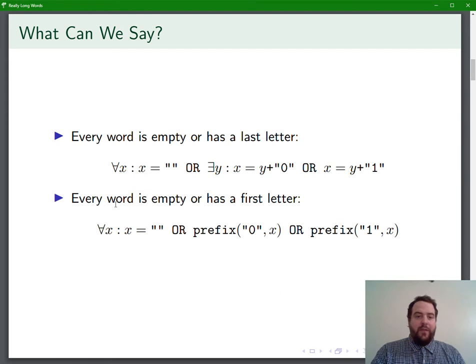And we can also say that every word is empty or has a first letter. For every word x, x is either the empty word, or the word 0 is a prefix of x, or the word 1 is a prefix of x. So these are things that we can say in this language. We're combining everything together. Again, the variables are restricted. They can only talk about words. We can't talk about numbers because those aren't part of the structure. But we just combine everything together to produce any sort of formula that we want.